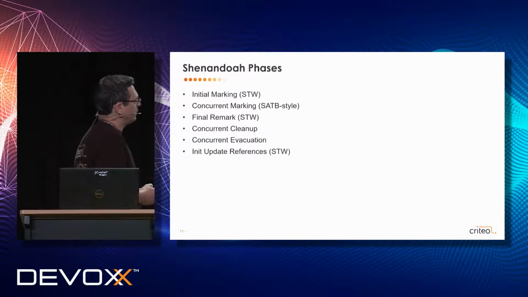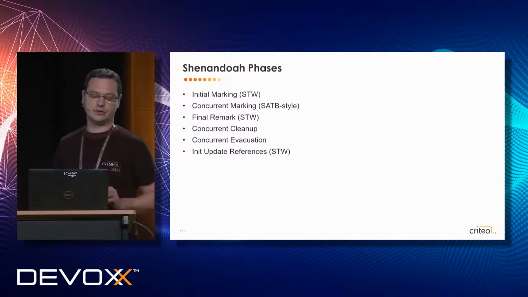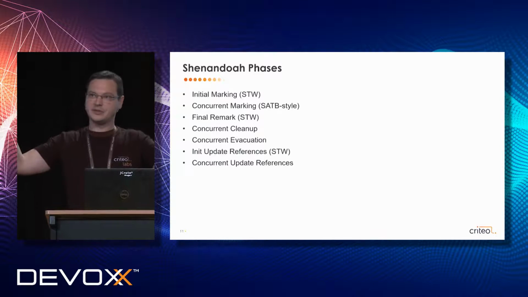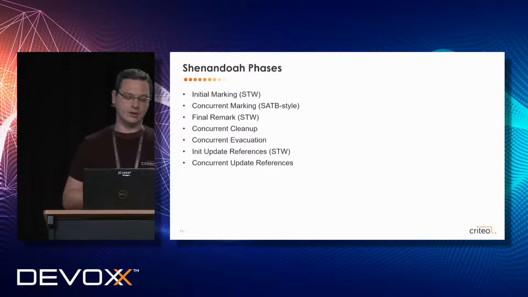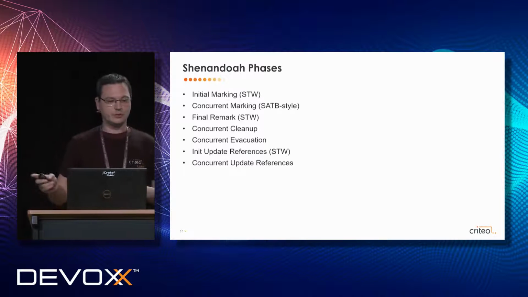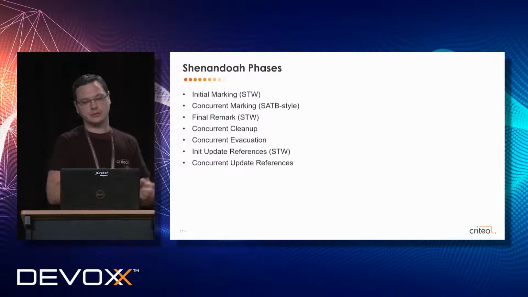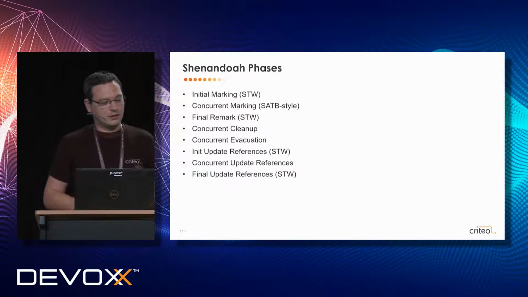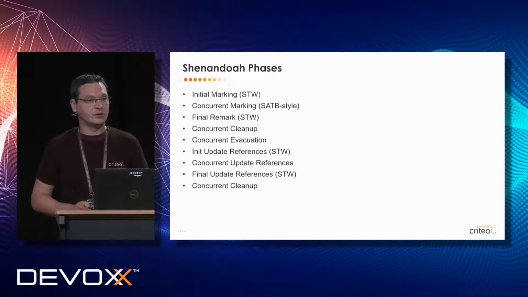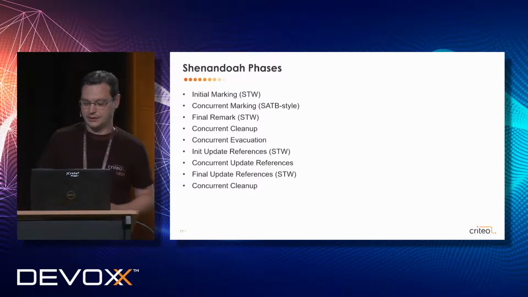A phase where we update references. We start to update references, stop the world, very short, and then the concurrent update referencing. So we are updating all the references that point to the objects that were moved from a region to another. So we have to update all the references that point to the old object. And stop the world to sync all that. And a concurrent cleanup to release all the regions that were cleaned.